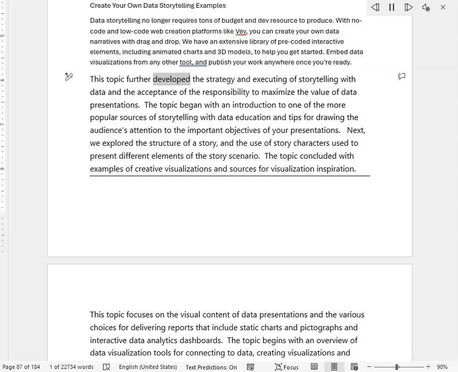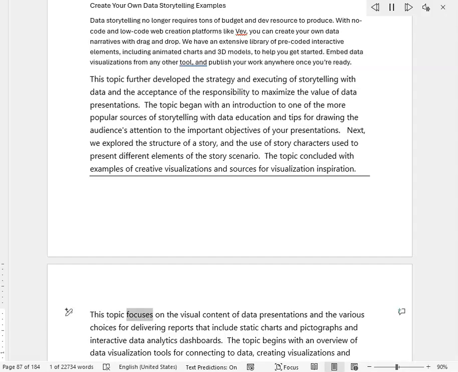This topic further developed the strategy and execution of storytelling with data and the acceptance of the responsibility to maximize the value of data presentations. The topic began with an introduction to one of the more popular sources of storytelling with data education and tips for drawing the audience's attention to the important objectives of your presentations. Next, we explored the structure of a story and the use of story characters used to present different elements of the story scenario. The topic concluded with examples of creative visualizations and sources for visualization inspiration.